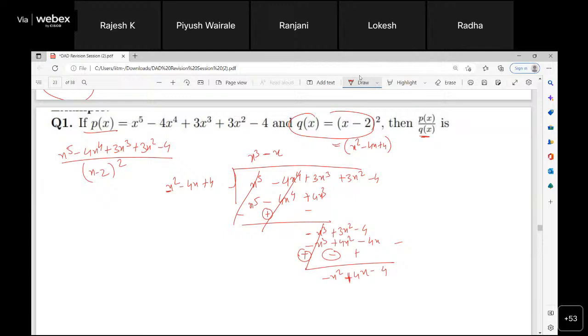Now tell me, I want to make this term same, right? So by which term do I have to multiply the x square? Minus 1. That is minus 1. Just multiply throughout: minus x square plus 4x minus 4. So if you subtract it, it will get cancelled out. The remainder is 0, right? So this is basically your output. So please practice this division operation, okay? This is important. I will mark it as a star.